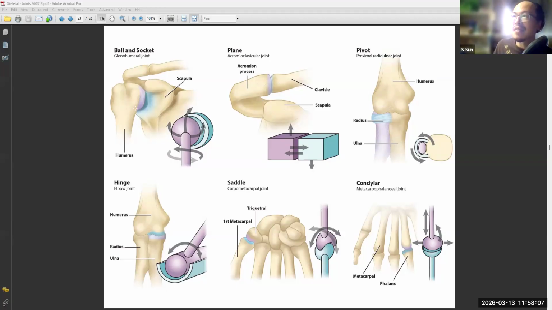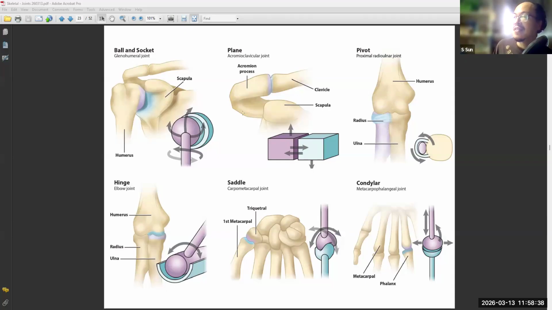So in this case, the humerus head goes into the glenoid cavity, and so you can have a lot of flexibility. This is the most flexible, the largest freedom of movement. So you have the glenohumeral joint, for example, in the scapula and the femur.